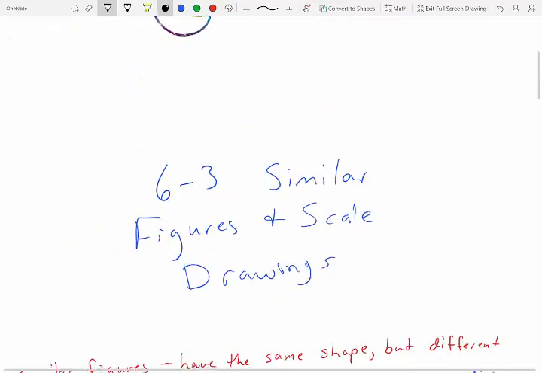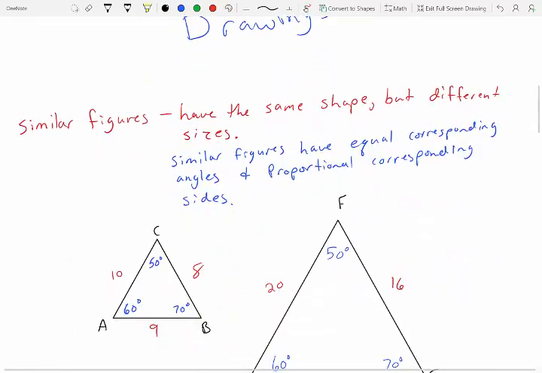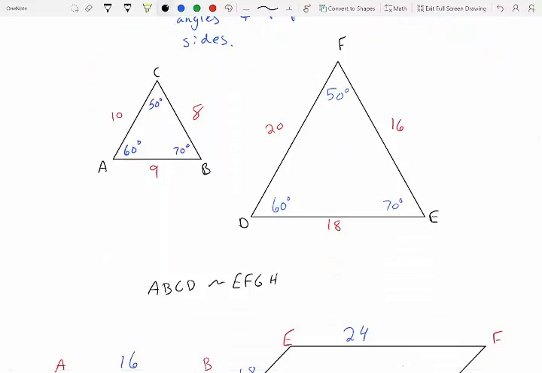Today we're in section 6-3, Similar Figures and Scale Drawing. Similar figures have the same shape but different sizes. They also have equal corresponding angles and proportional corresponding sides. So if we look at these two triangles, we have triangle ABC and triangle DEF. They both have the top angle of 50. Those are the corresponding angles, they're the same. Same as 60 and 60 and 70 and 70.